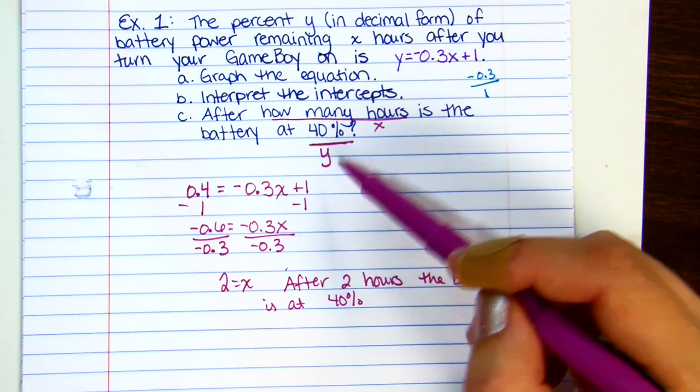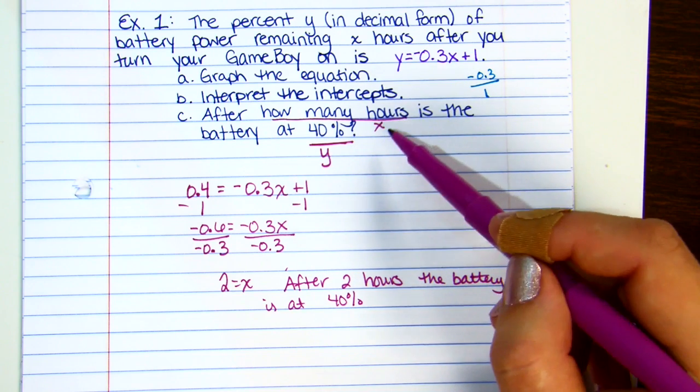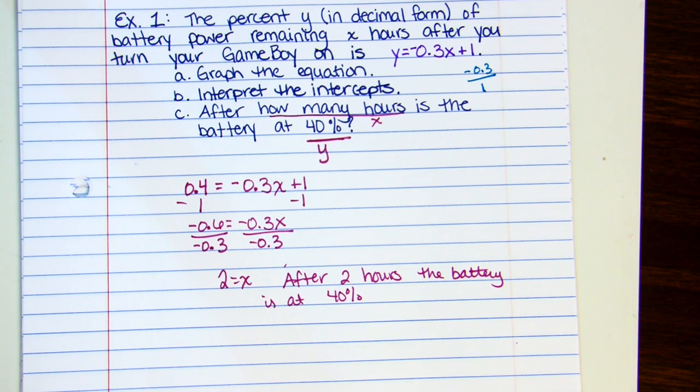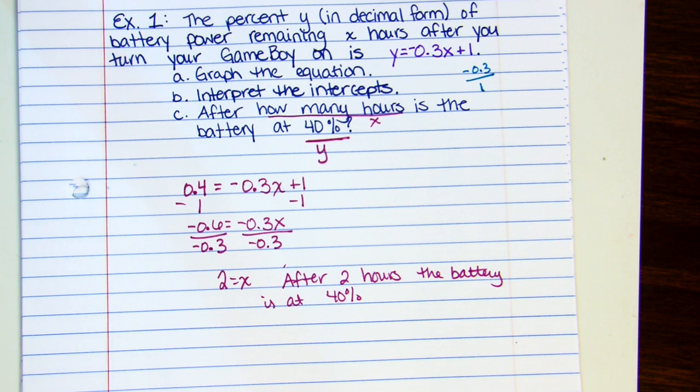So I just had to know which of these went in for my y and which of these I was solving for, which one went in for x. So it's not too tricky, it's just using all the information that we've done in this chapter so far and putting it all together in a real life situation.